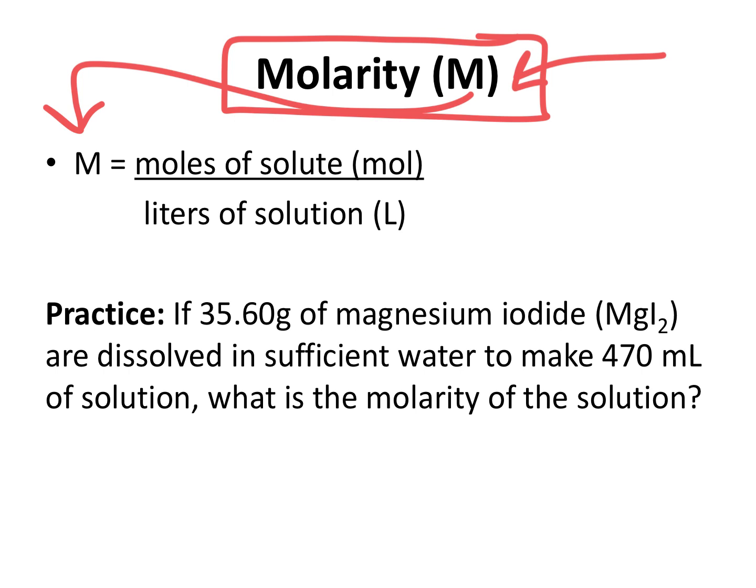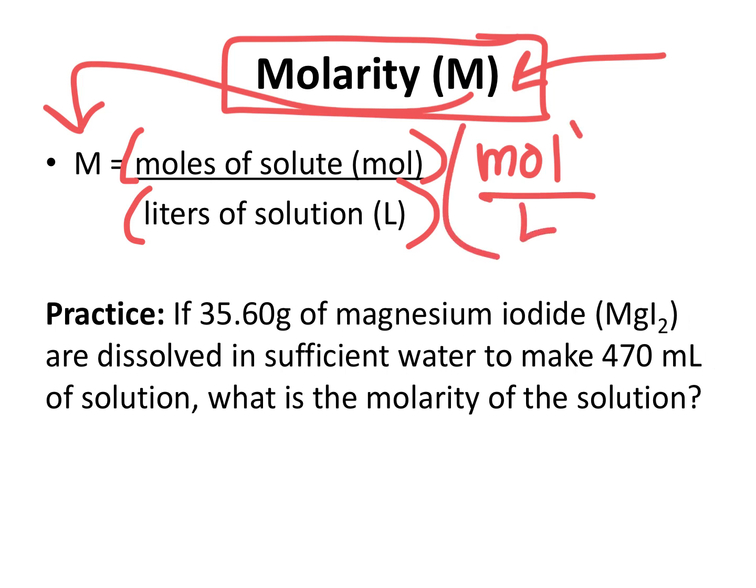All it is the moles of the solute that were dissolved in the solution, divided by the liters of the solution. So you take moles of the solute divided by liters, so the units for molarity become moles per liter. Or you can just use the big capital M as well for the unit also.